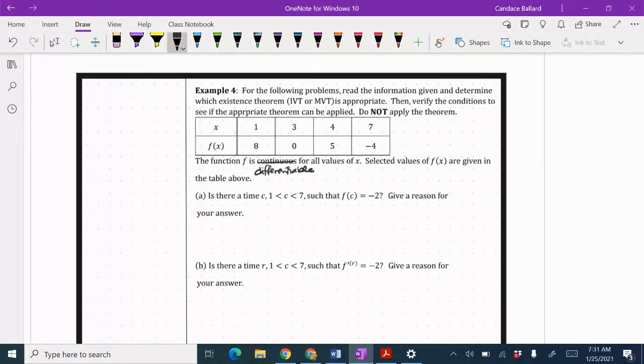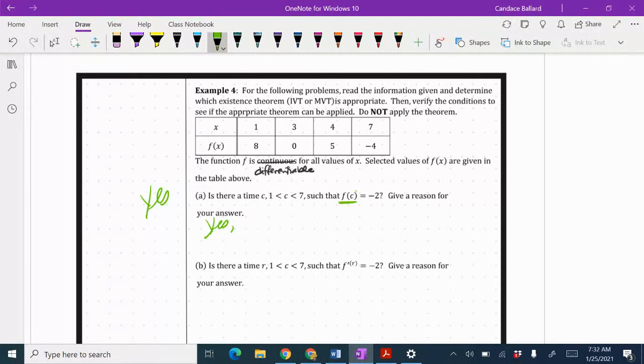So the answer to these questions is 100% of the time it's always yes. So we're going to start with yes. So yes, there is a time, but then you have to tell us why. So we're going to start. So there is a time such that, so we're looking for MVT or IVT. So is there a time C between 1 and 7 such that f of C equals -2? Give a reason for your answer.